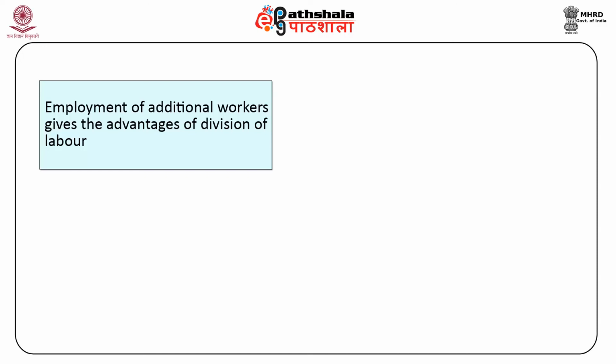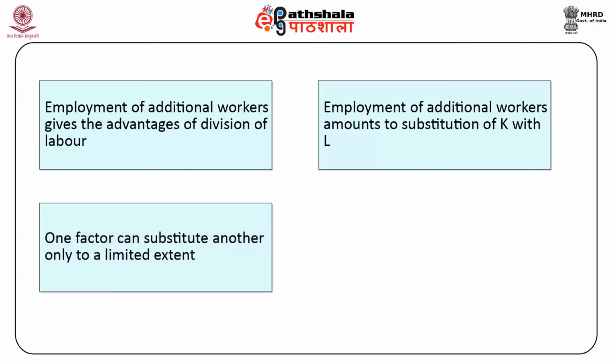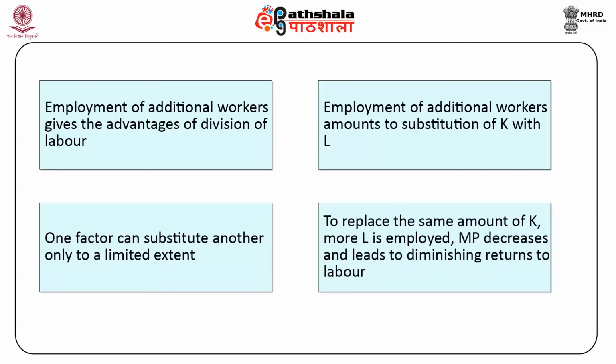However, once the optimum capital-labor ratio is reached, employment of additional workers amounts to substitution of capital with labor. But technically, one factor can substitute another only to a limited extent. Hence, to replace the same amount of capital, more and more workers will have to be employed because per worker marginal productivity decreases, and this leads to diminishing returns to labor.